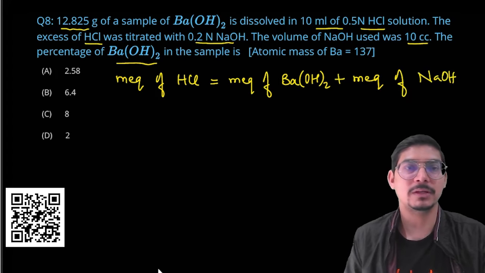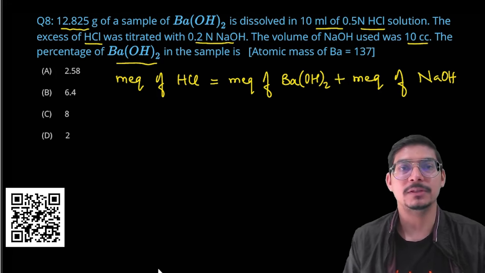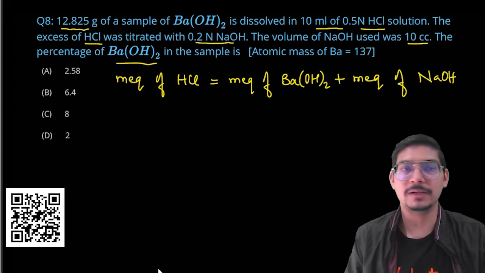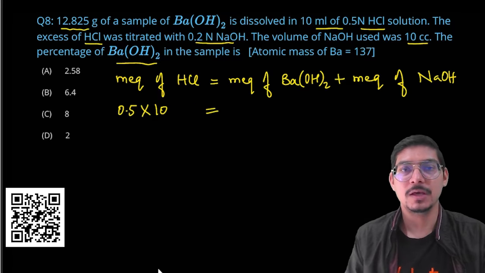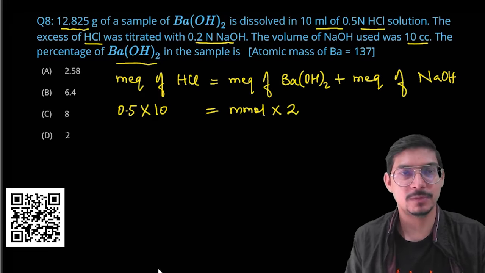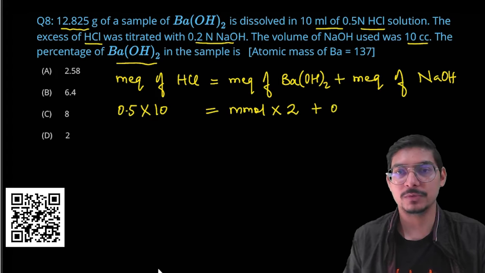So by the law of chemical equivalence, the number of milliequivalents of the excess reactant will be equal to the sum of the number of milliequivalents of all the reactants with which it is reacting. Now milliequivalents can be written as normality into volume. Normality for HCl is 0.5 multiplied by volume 10. For barium hydroxide, milliequivalent can be written as millimoles multiplied by n factor. N factor for barium hydroxide is 2, as it gives 2 hydroxide ions per molecule. Plus milliequivalent of NaOH would again be normality into volume. Normality is 0.2 multiplied by volume 10.